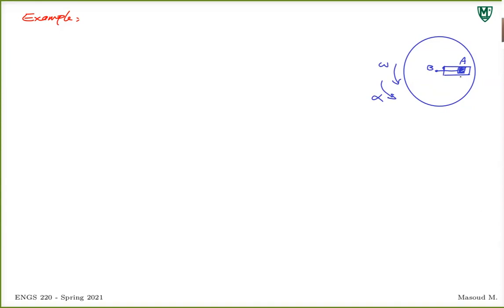So we have a disk in the horizontal plane. There is a slot on it. Inside this slot there is this mass M, and this mass M is held by a thread or a wire that is attached to point B, the center point B.